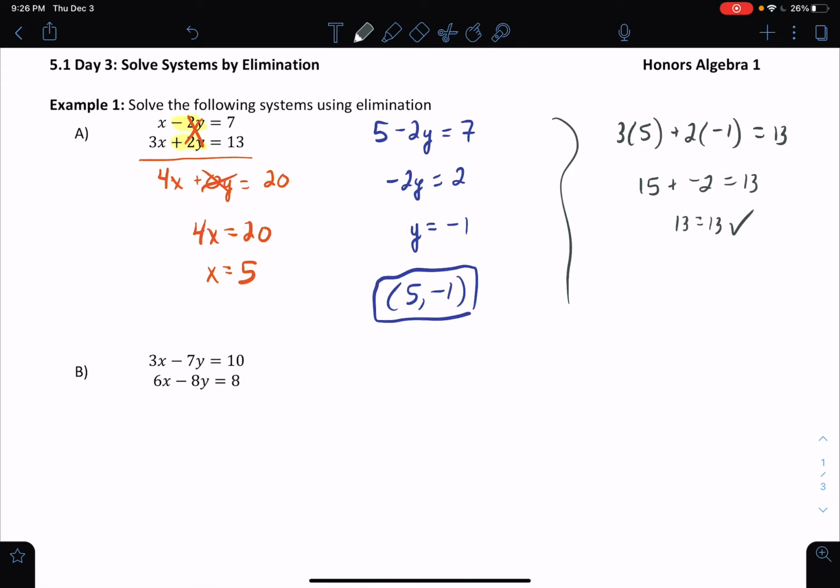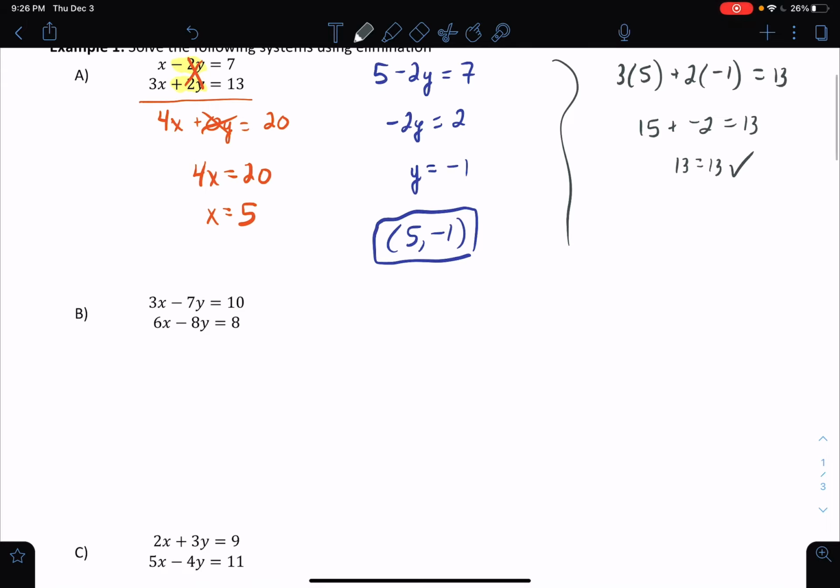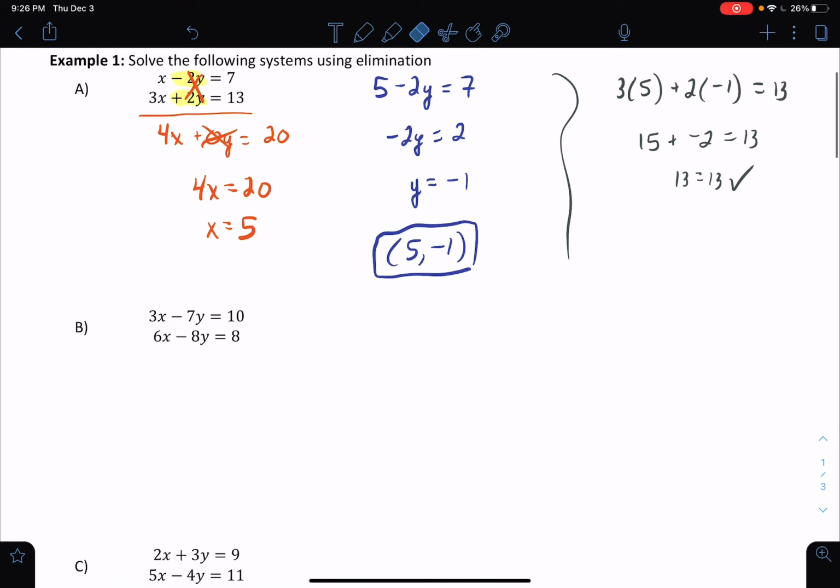Okay, what about in example B? If I add these equations together, I'm going to get 9x minus 15y equals 18. None of my variables got eliminated. So what can I do here? All right. Well, what happens is we can manipulate our equations in order for us to get opposite coefficients like we did in example A. In order to get like a negative 2y and a positive 2y. So when I add them together, they go away.